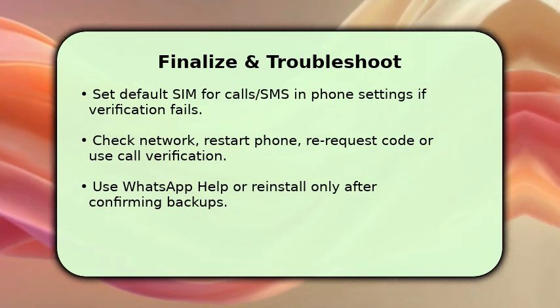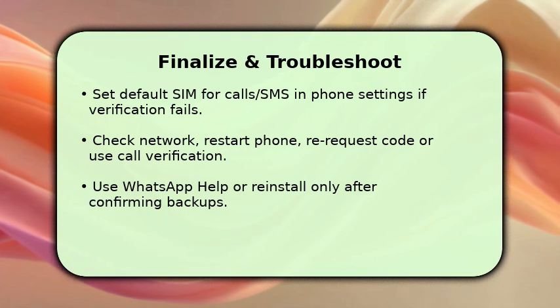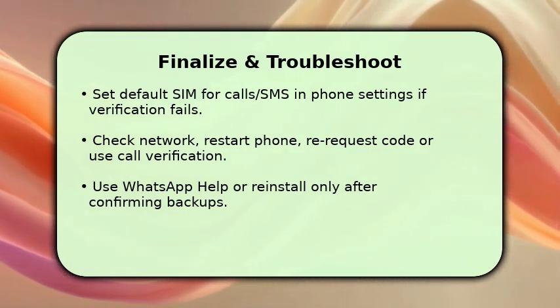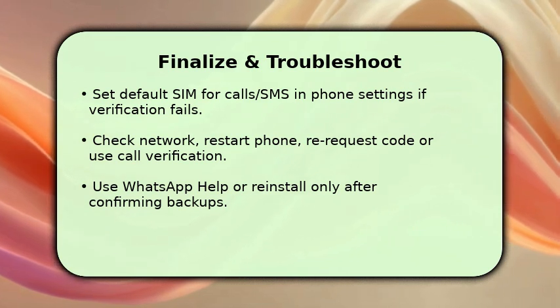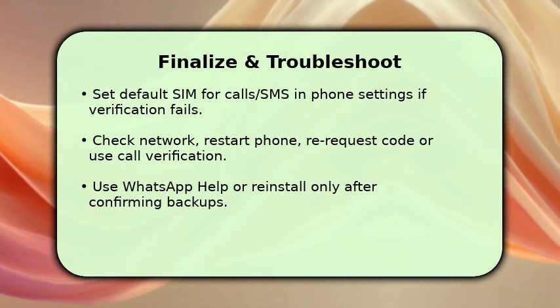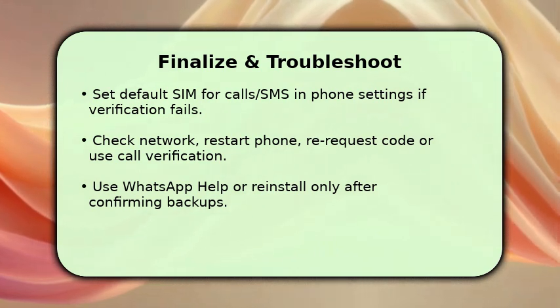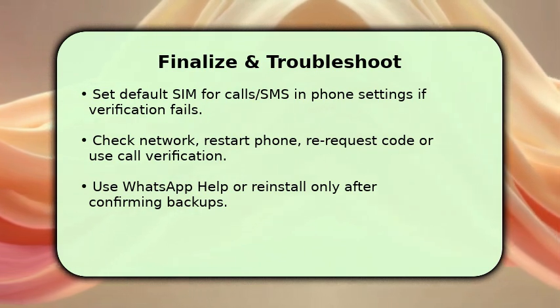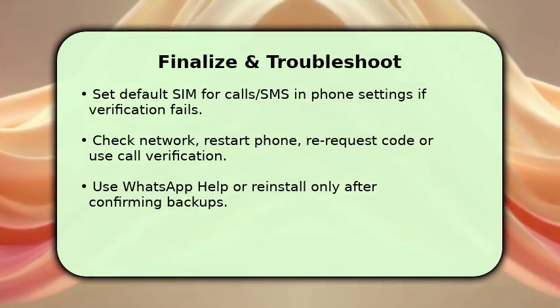After verification, customize notifications and profile for each account so you can tell them apart. If the code doesn't arrive, make sure mobile data or SMS service is active, restart the phone, and re-request the code or accept the automated call. If problems persist, confirm backups exist before reinstalling or contacting support to avoid losing chats.